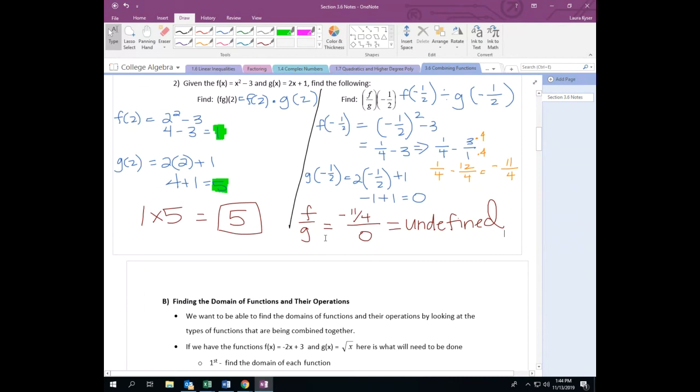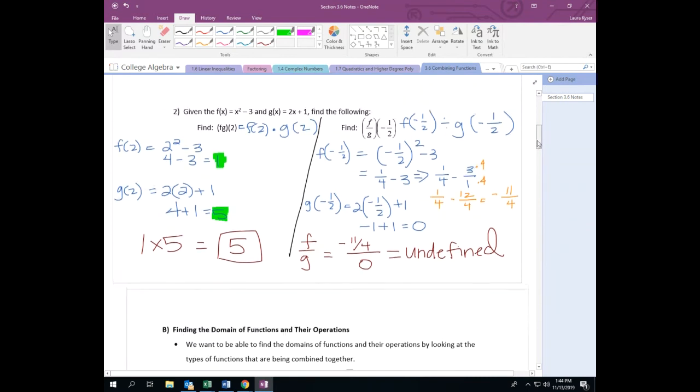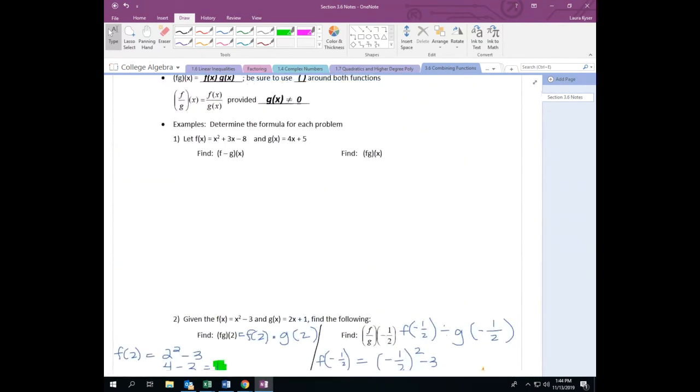All right, so now that we've seen with a value, I want to scroll back up and do without a value. This is where we are actually working with the functions themselves. And we're going to start with f minus g of x. That means we're going to take the f function, so x squared plus 3x minus 8, and subtract out the g function, 4x plus 5.